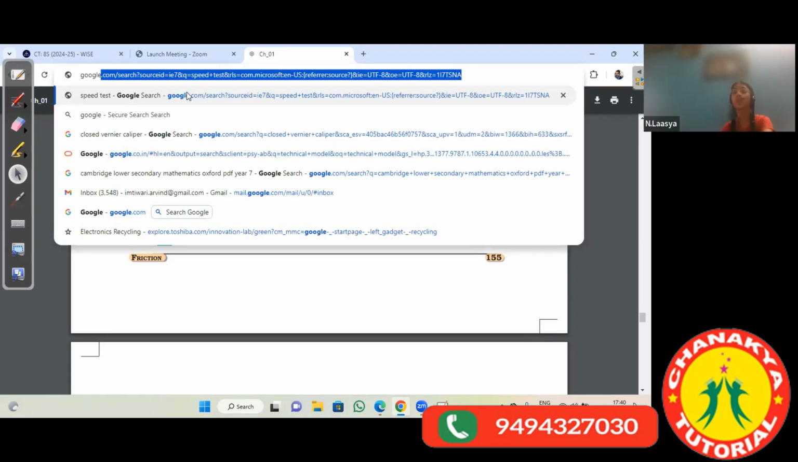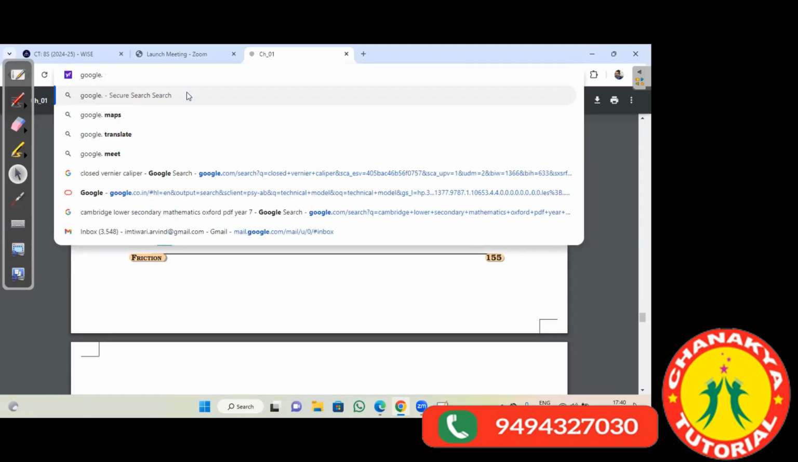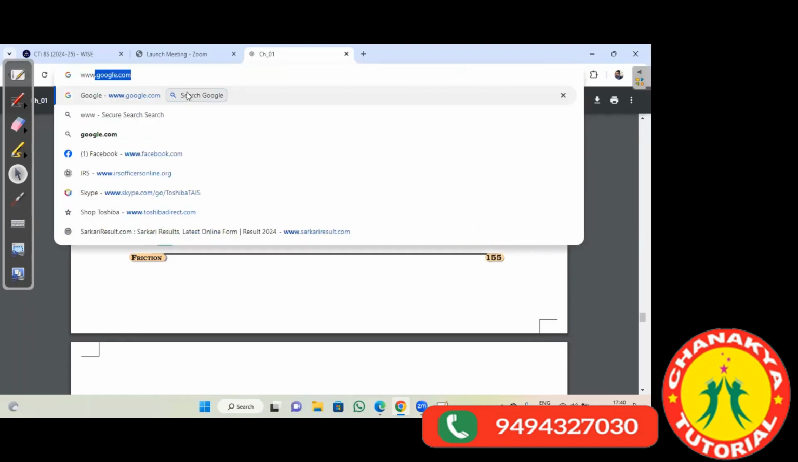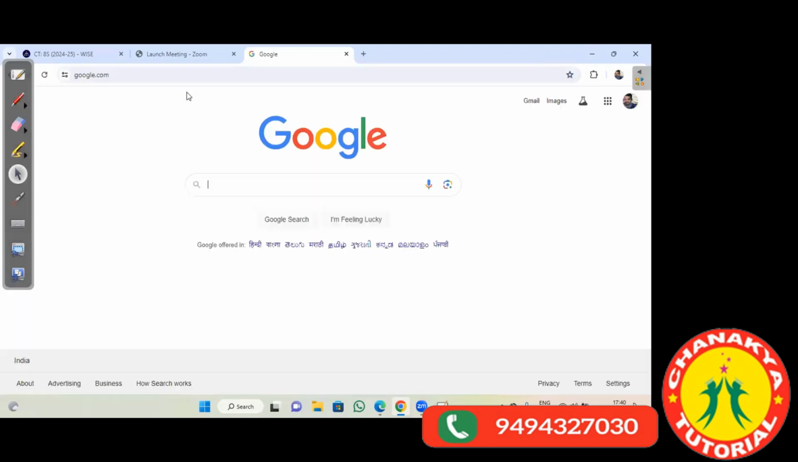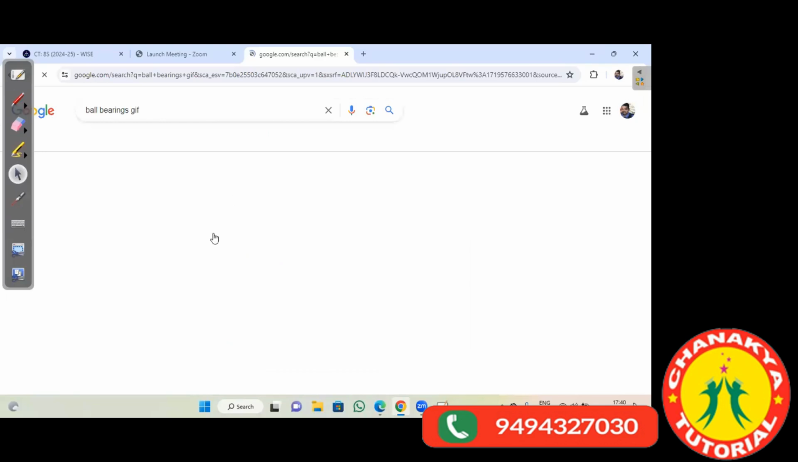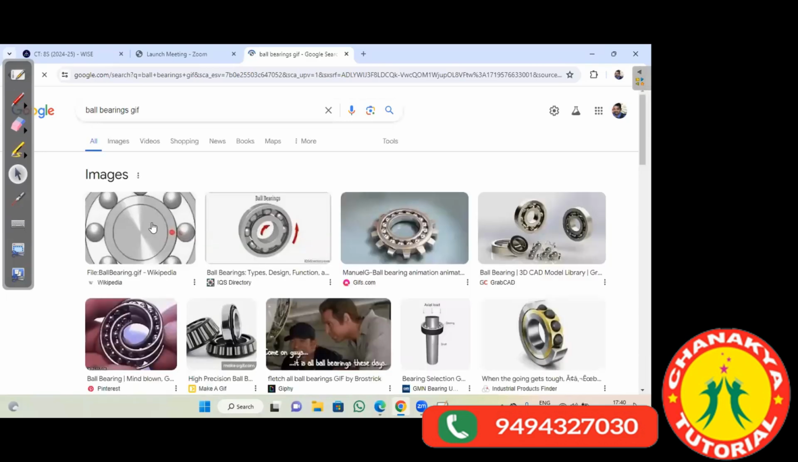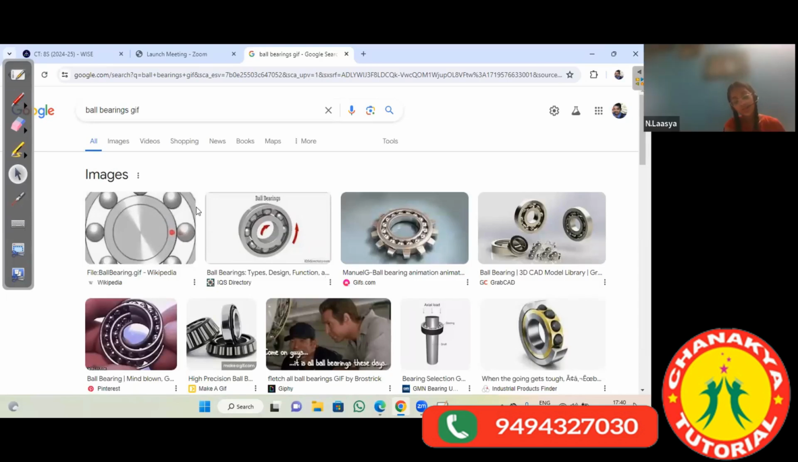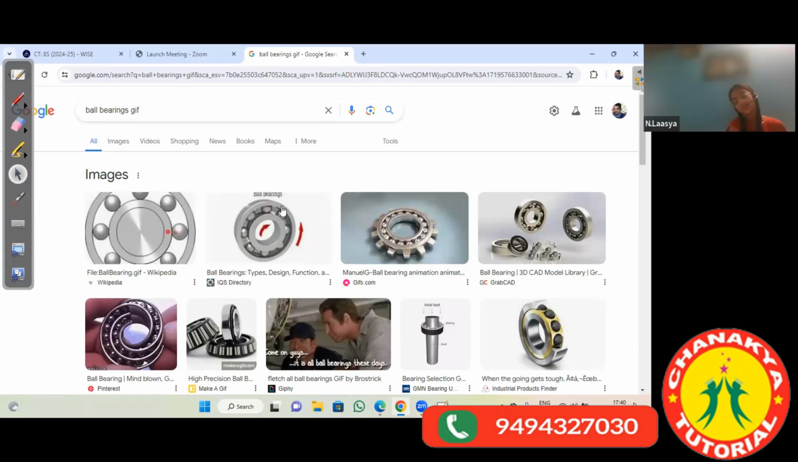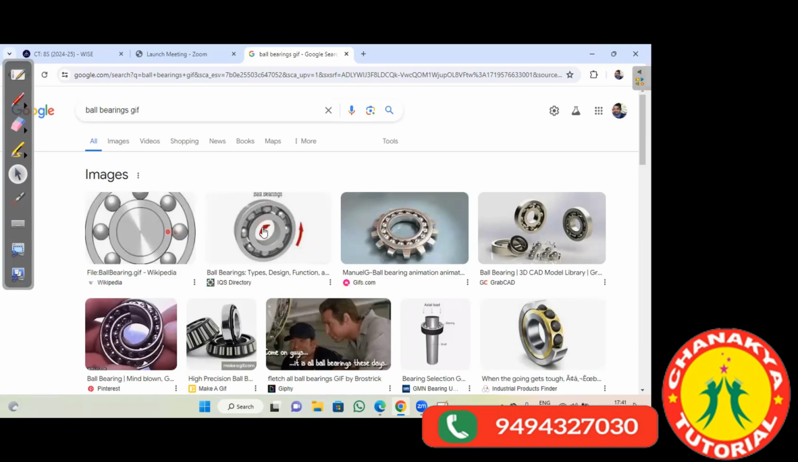Sir, you may show the ball bearings. Yes, I'm showing it. See, these are ball bearings. You have here two rings. If one of the rings starts moving, suppose the outer ring starts moving, what will happen? The balls will start rolling on it. The outer ring will make the balls roll along it.